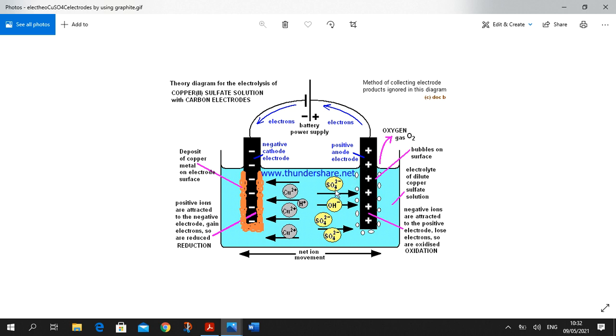At the anode, sulfate negative ions and hydroxide negative ions are all attracted to the anode. The hydroxide negative ion is oxidized by losing electrons, so what happened? It produced water and oxygen. The evidence of evolved oxygen gas during electrolysis is the appearance of bubbles around the anode electrode.